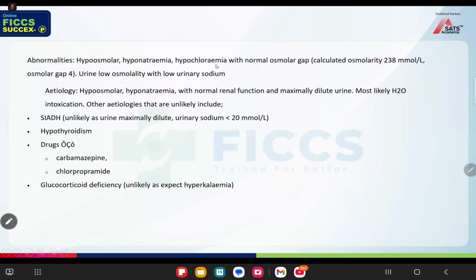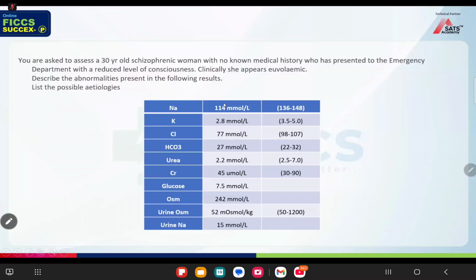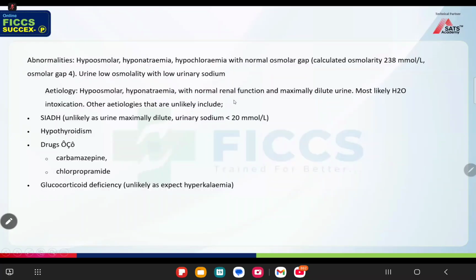So hypoosmolar hyponatremia, hypochloremia, normal osmolar gap. You should know normal osmolar gap and how to calculate osmolar gap also. Urine osmolality on the lower side and low urinary sodium. So again, even if you are not able to interpret, just mention what abnormalities you are seeing. So it is hypoosmolar hyponatremia with normal renal function and maximally dilute urine. So it is mostly psychogenic polydipsia. Other, as we discussed already, SIADH, but urine will not be diluted and urinary sodium less than 20 is unlikely.